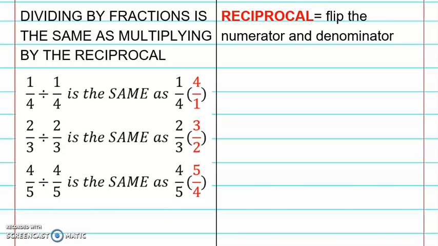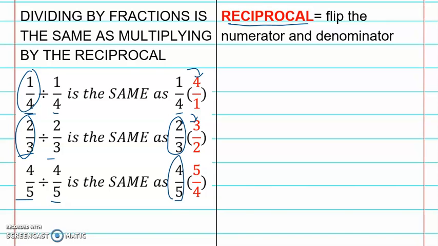Okay, if you don't know reciprocal, it's right here on the right. Flip your numerator and denominator. So 1/4 divided by 1/4 is the same as 1/4, keep the first one and then flip the second, times 4/1. 2/3 divided by 2/3 is the same as keep the first 2/3, flip the second, times 3/2. 4/5 divided by 4/5 is the same as 4/5 times the reciprocal, 5/4.